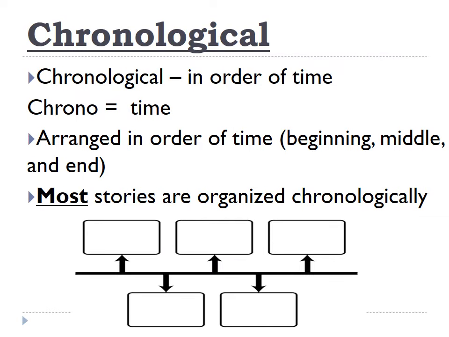The first type is chronological. Chronological means in order of time, chrono meaning time. Chronological things are arranged in order of time. They have a beginning, a middle, and an end. Most stories are organized chronologically. Please take a minute to jot down the graphic organizer in your notes.